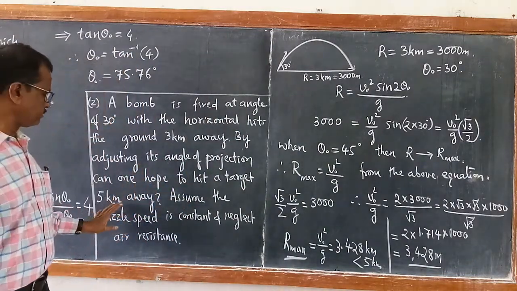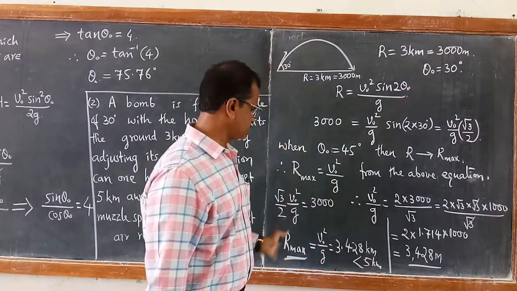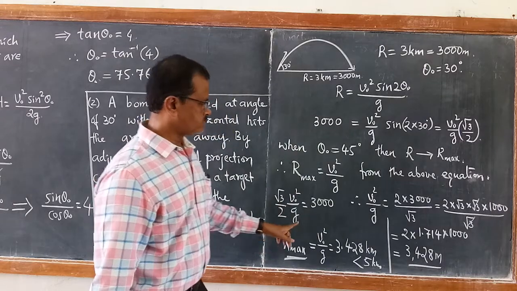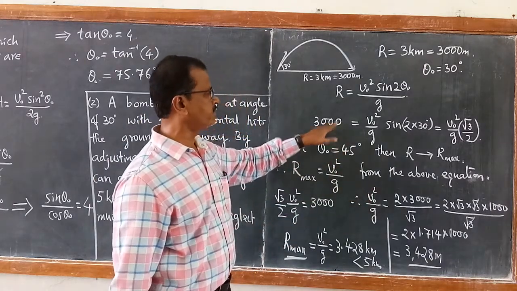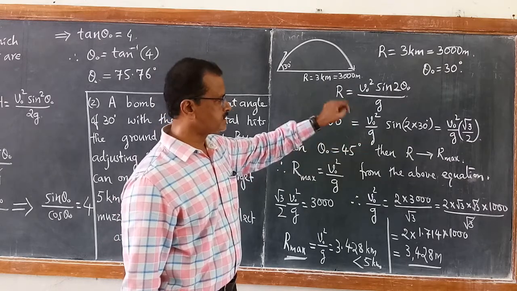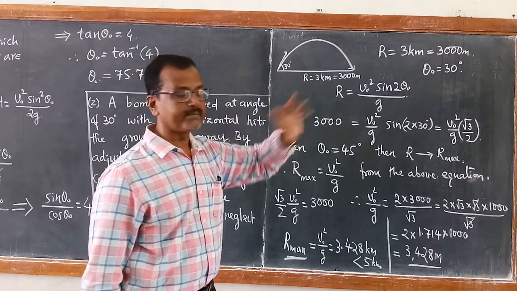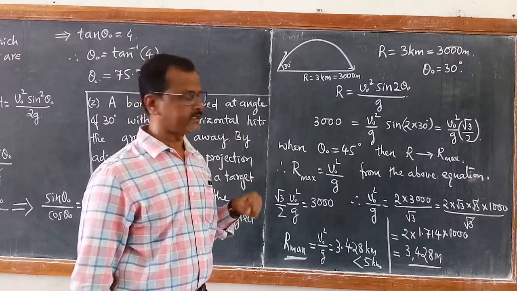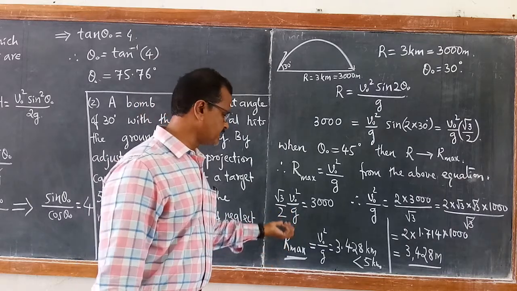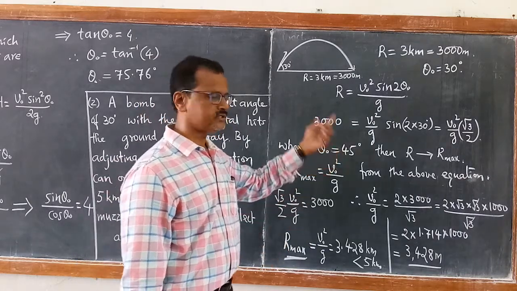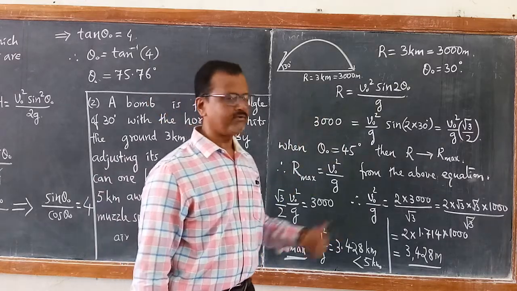So it will not be able to cover target which is at 5 kilometer unless you increase the speed. So if you calculate the speed at this given condition for 3 kilometer of range, the velocity comes out to be about 184 meter per second. So if you increase the speed and have this condition of maximum range, angle of projection 45, then only it is possible to have a range of 5 km.